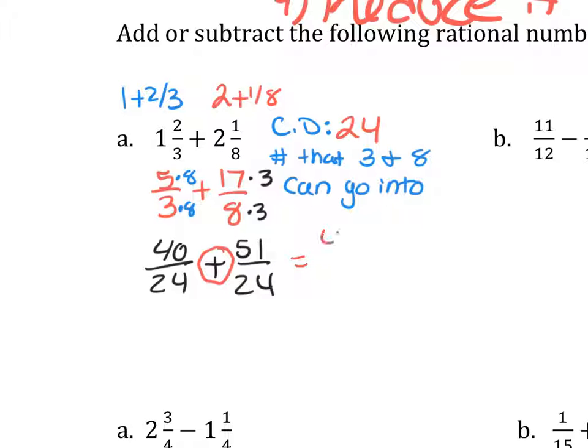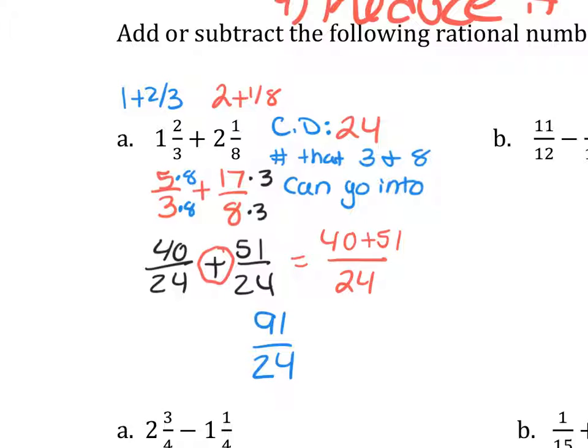So we add our numerators, 40 plus 51, and the denominator just carries over. We do not add the denominators. It just stays the same. And so when we do that addition, we'll have 91 over 24.